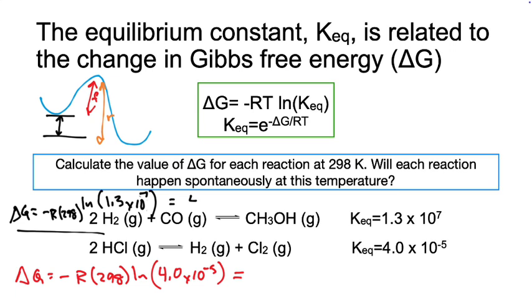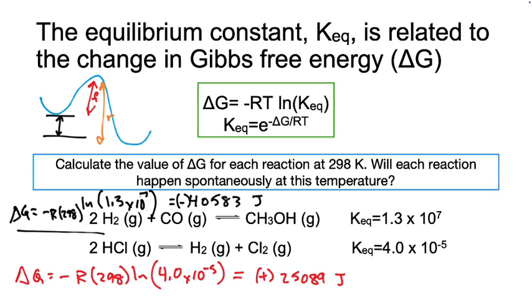Okay. So hopefully for that top one, you're getting negative 40,583 joules, kind of ignoring sig figs at that point. And for the bottom one, you're getting a positive 25,089 joules.